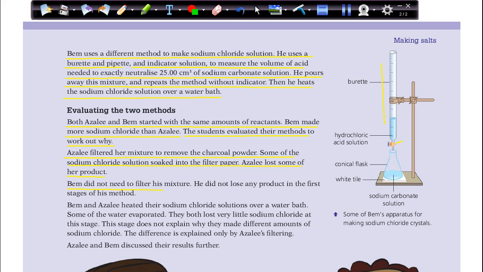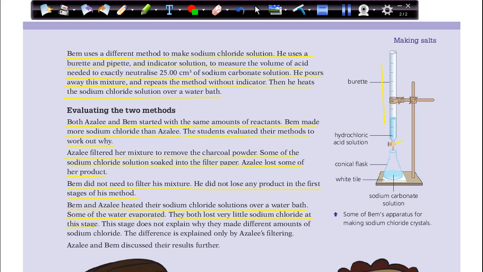BIM did not need to filter the mixture, but he did not lose any product in the first stage of his method. BIM and Azali heated their sodium chloride solution over a water bath. So this is a good step, to not lose more of the sodium chloride. Some of the water evaporated. The method lost very little sodium chloride at this stage.